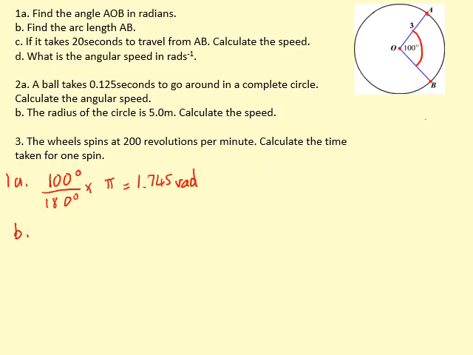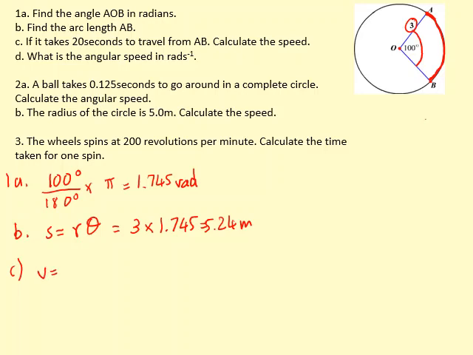The arc length AB, so this here, this curve, how long is that curve? Well, that comes from the formula you should learn from maths. S, which we're going to use for the arc length AB, is radius times the angle in radians. So the radius here is 3 meters, times the angle in radians, which is 1.745, which gives us 5.24 meters.